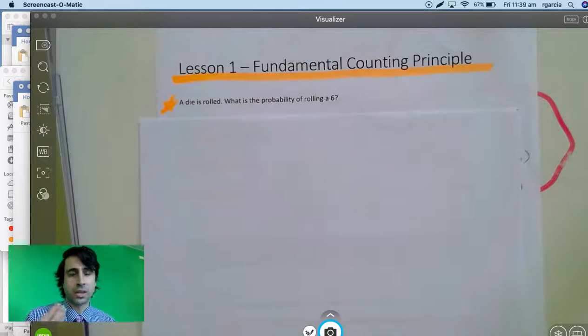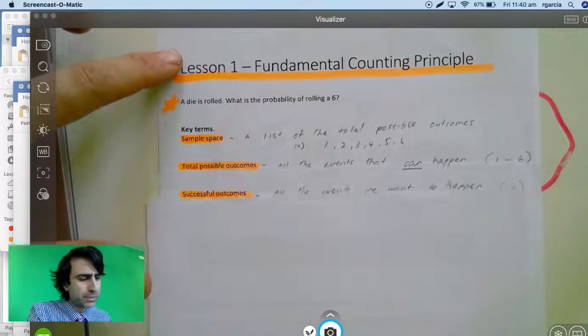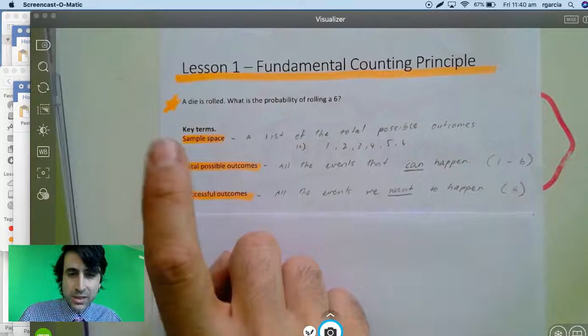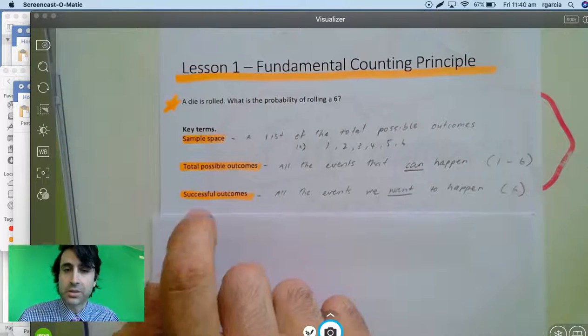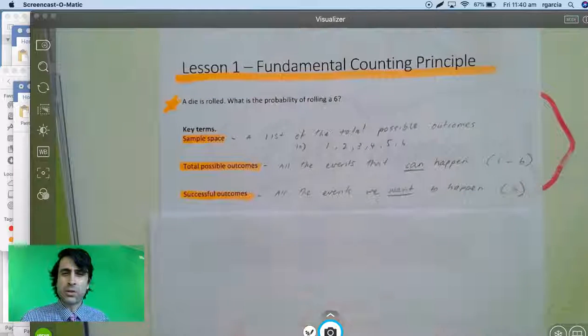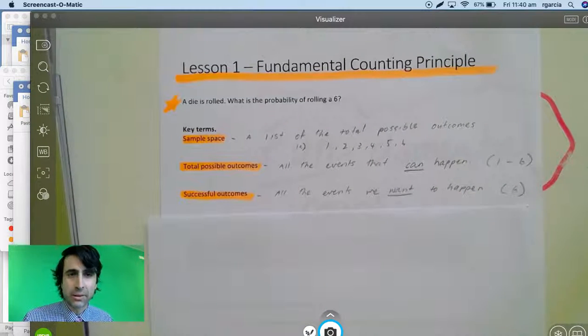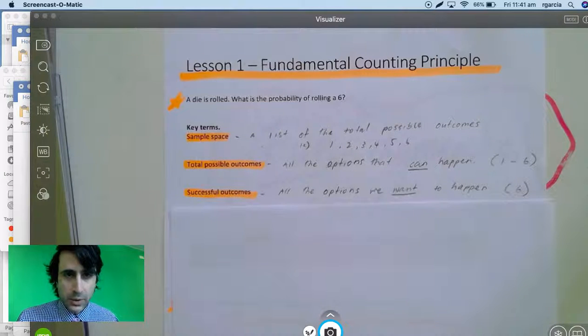Now, straight away, most of you guys will say, oh, there's a 1 in 6 chance. But before we do that, I want to just introduce more than likely these words because we're going to use them quite a bit. That's sample space, total possible outcomes, and successful outcomes. Because a lot of, I think, probability is about the language. If you don't have the language, you can't really express it, and the language is very nuanced.